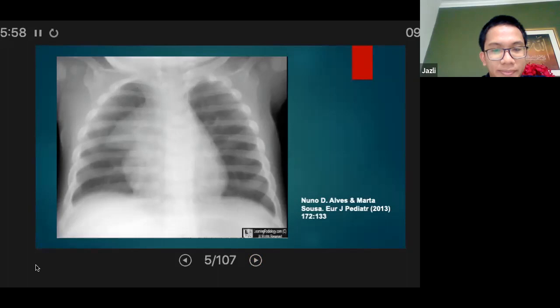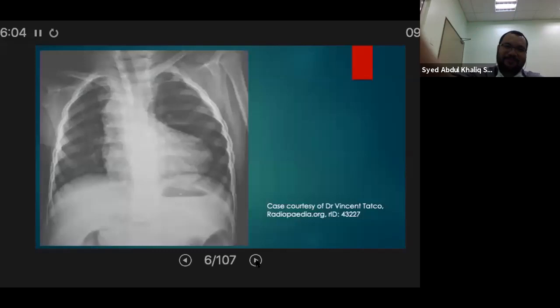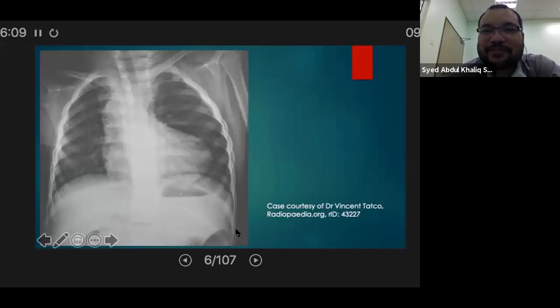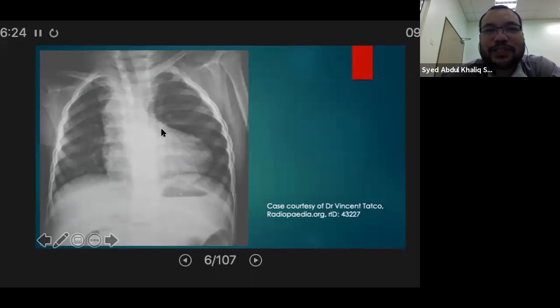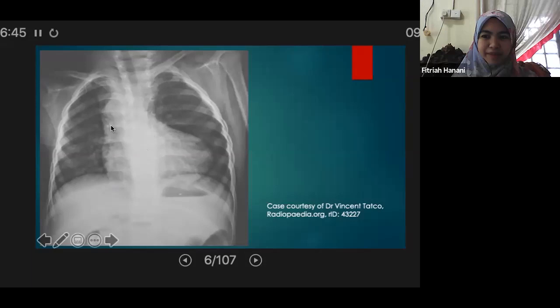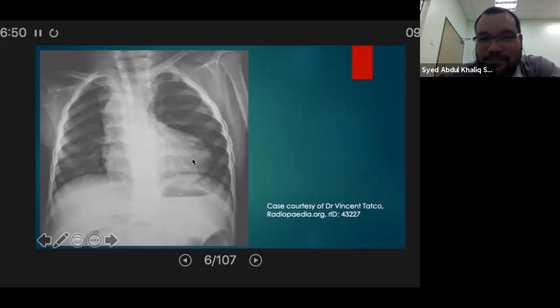Okay, all right. What is this? Boot shape heart. Typical in TOF. So why did this happen? It's because the right ventricle is at the inferior, and the left ventricle is on the anterior or more left anterolateral. So if left ventricular hypertrophy, you will see cardiomegaly, but with right ventricular hypertrophy, you see a boot shaped heart. And in this sort of film with pulmonary stenosis, you will see oligaemia. You won't see that much fluid in the lungs.